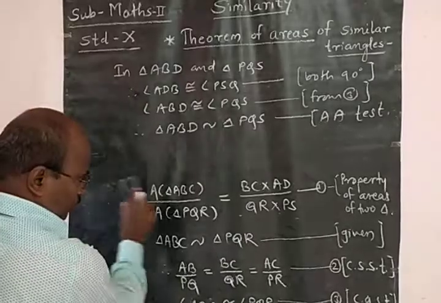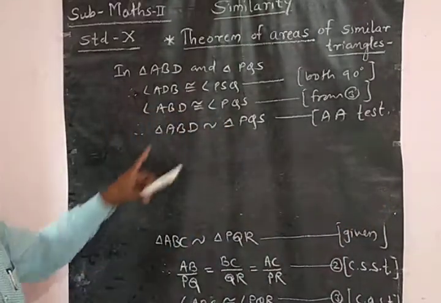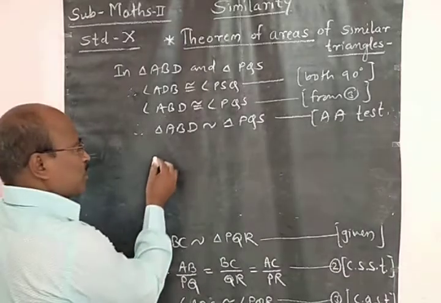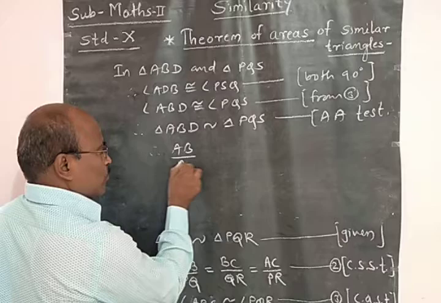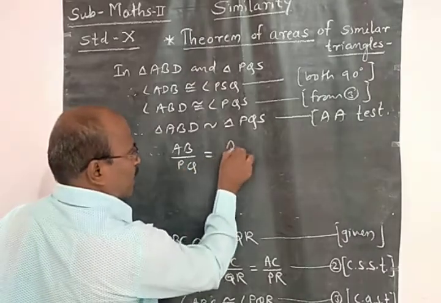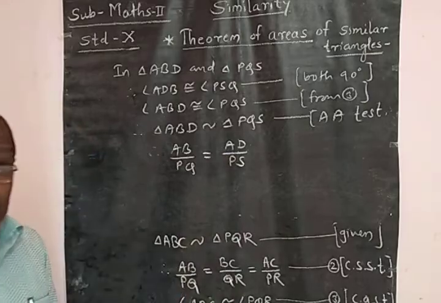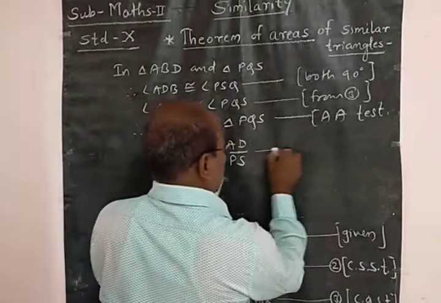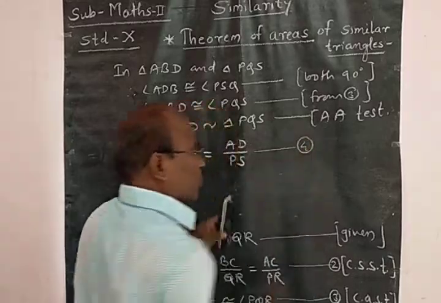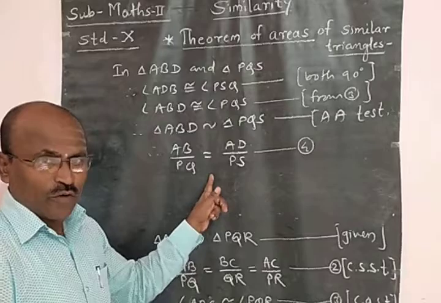Now look here, write the corresponding sides in proportion. So AB upon PQ is equal to AD upon PS. BD upon QS need not be written. Say this as statement 4. Okay, so this is statement 4.